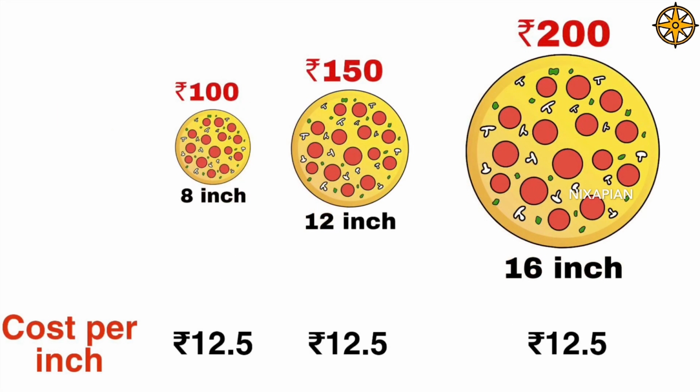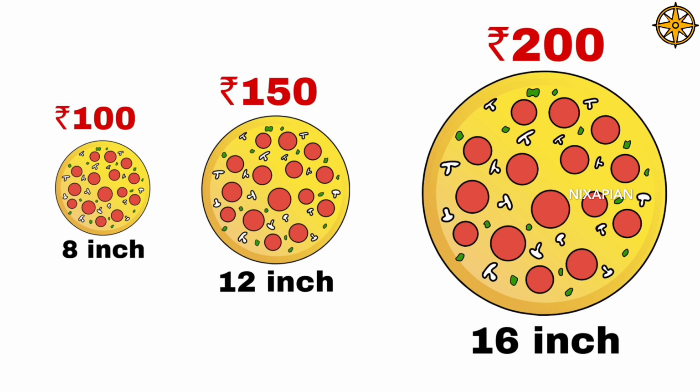You are a smart guy. You do the math in your head. You calculate the cost per inch. You divide the cost by the total inches of the pizza. So the cost per inch in the case of an 8-inch pizza is rupees 12.5 or 12 rupees 50 paise, which is the same in the case of a 12-inch pizza and the 16-inch pizza. So you decide to buy 4 8-inch pizzas because you think all of them have the same cost per inch.